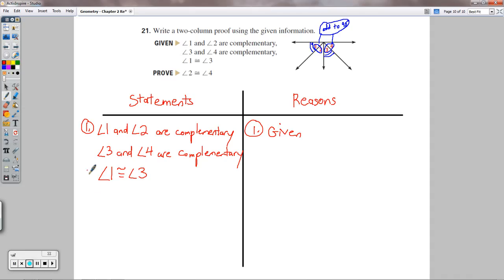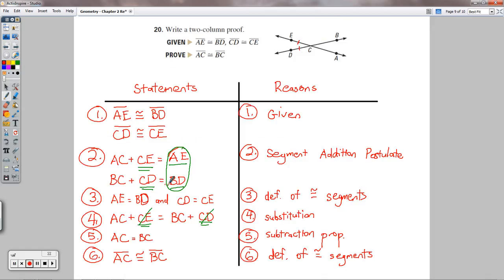So you could go and set up equations, say things like the measure of angle 1 plus the measure of angle 2 equals 90. You could say the measure of angle 3 plus the measure of angle 4 equals 90. And you could subtract congruent things from each other and be left with the measure of angle 2 is equal to the measure of angle 4, therefore angle 2 is congruent to angle 4 in a very similar way to what we did here with segments.